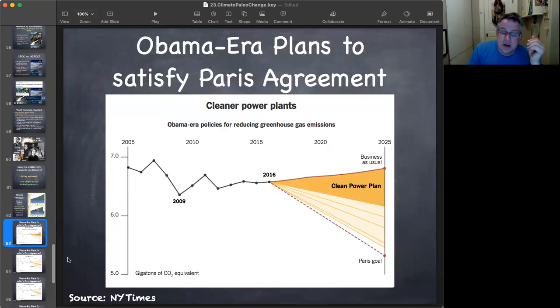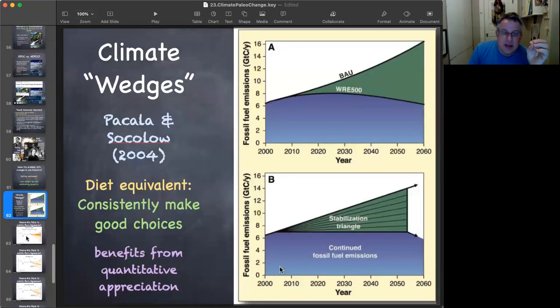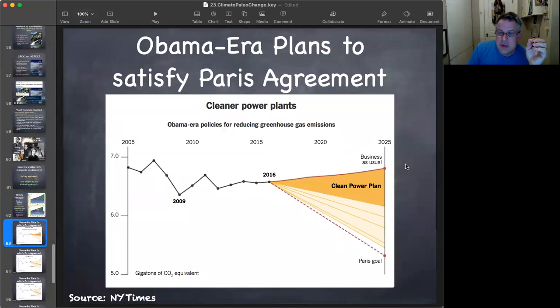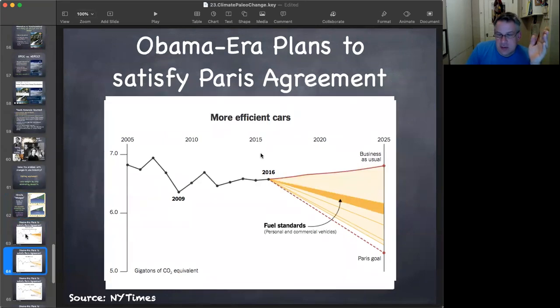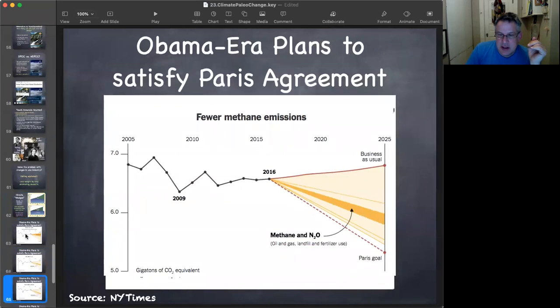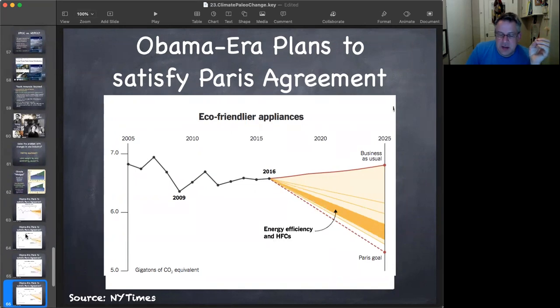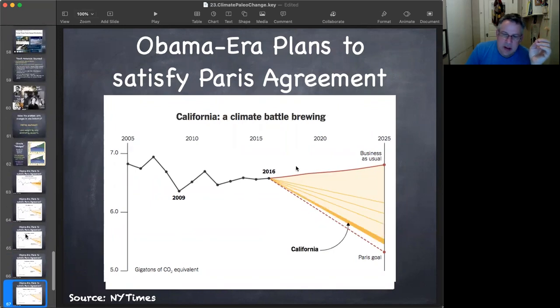So here is the New York Times illustration of that, very much inspired by this. Here is the business as usual forecast from 2016 when these pieces were put into place. I hate to tell you what happened in 2016, but anyway, here's the Clean Power Plan. That's a wedge. Here's changing fuel standards for personal and commercial vehicles, another wedge. Methane and nitrous oxide reductions, with regulations to help that. Energy efficiency and hydrofluorocarbons, great.